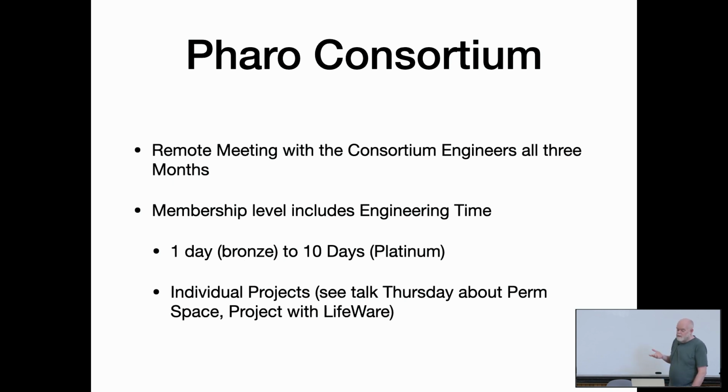In addition, if the time is not enough, there is the possibility of the Pharo Consortium to create individual projects together with companies. So, for example, the virtual machine status this morning and the talk that will be done on Thursday, I think, about the perm space is one of those examples of a project where a company had a need and where the consortium said, yeah, that's not doable in 10 days. Can we not make a bigger project out of it? And so this was done, and it's being worked on now since a year.